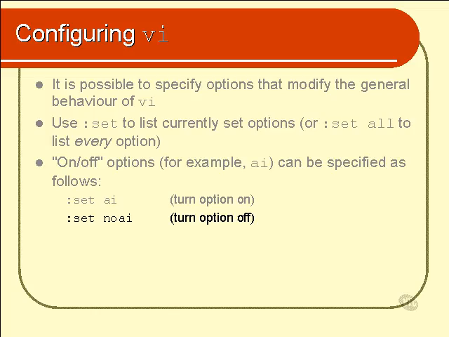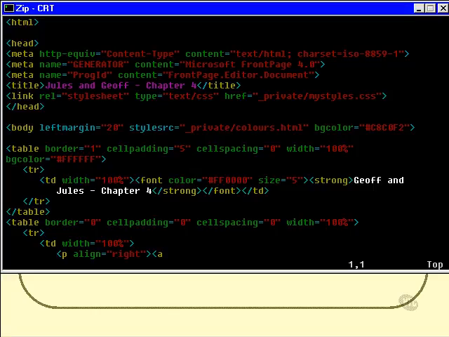Let's have a look at that. So I just do :set AI, and it's now turned on. It doesn't tell me that it's turned on, but it is. Or :set NO AI, and now it's turned off.